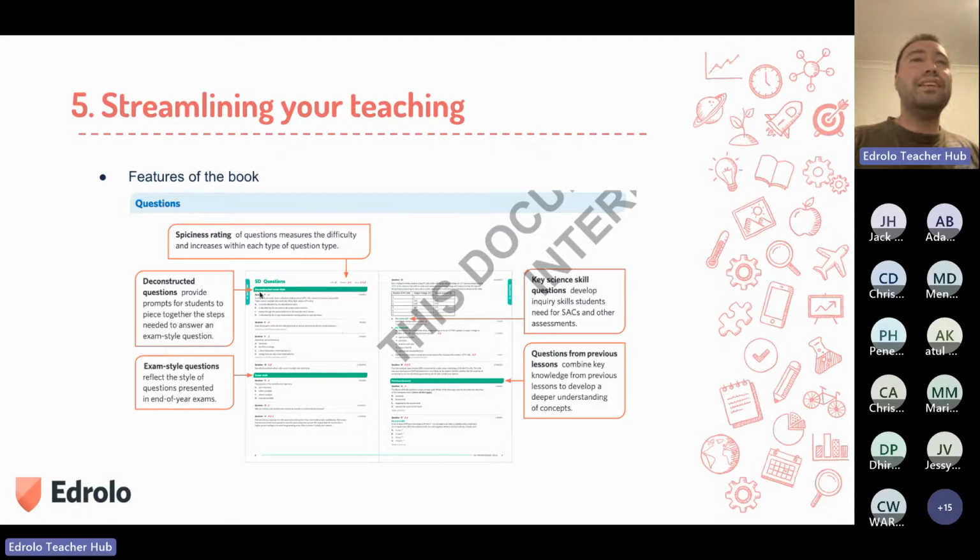We have a deconstructed exam question. Your deconstructed exam question is trying to help break down a 3 or 4 mark question into those 3 or 4 marks. So you take a 4 mark question. What if we broke that into 4 separate 1 mark questions to help a student break it down and bridge that gap between answering a 1 mark question and putting it together into a 4 mark question. Again, I mentioned we put the key science skills there.